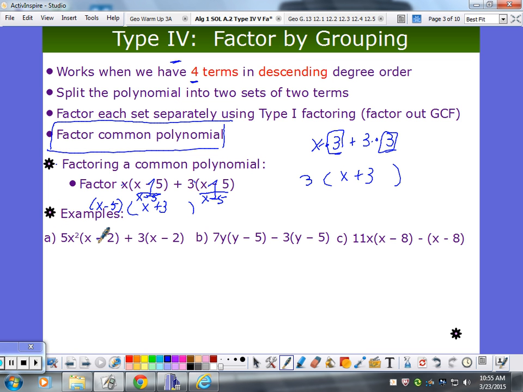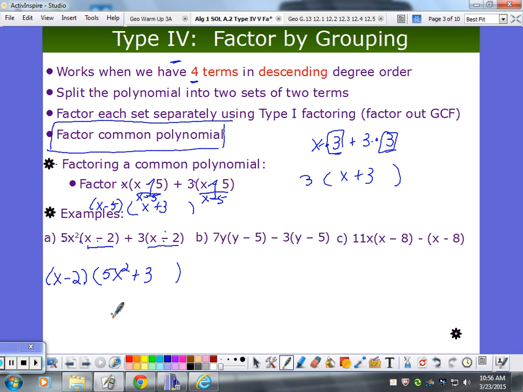So this is the middle of your page, so if you can see that. Look at this expression. What's the same? What do they have in common? X minus 2. I'm going to factor out x minus 2. Factoring it out, that means reverse distribute. Once these are factored out, what's left in the expression? 5x squared.